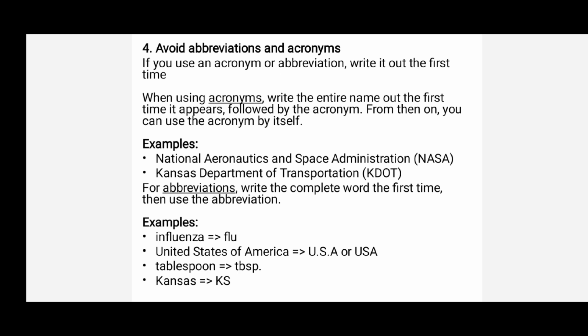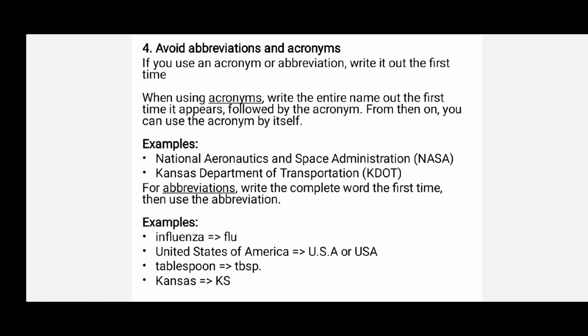Fourth rule is to avoid abbreviations and acronyms. If you use an acronym or abbreviation, write it out the first time. When using the acronyms, write the entire name out the first time it appears, followed by the acronym. From then on, you can use the acronym by itself.